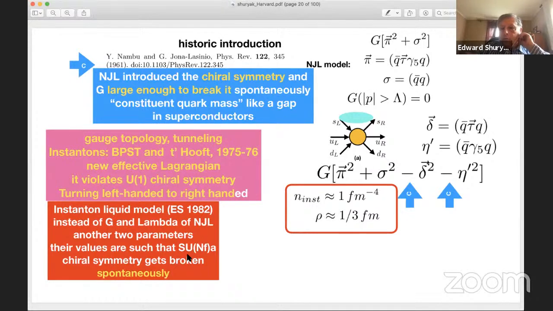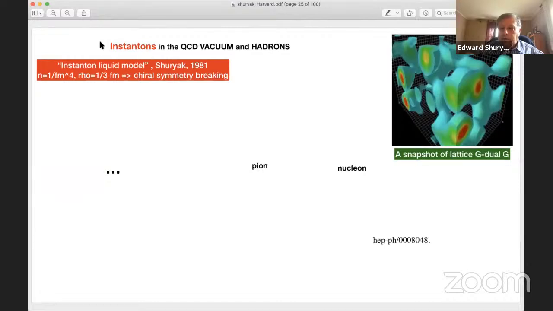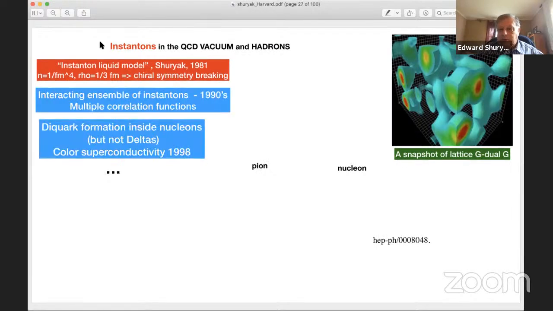Now I return to the four-dimensional vacuum, and I speak about the ensemble of instantons. This is how it looks. This is a four-dimensional picture of the distribution of topological charge. These objects are instantons and anti-instantons. Together, they make this instanton liquid. This is what we study.